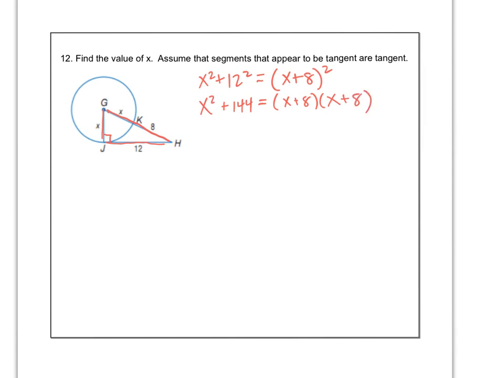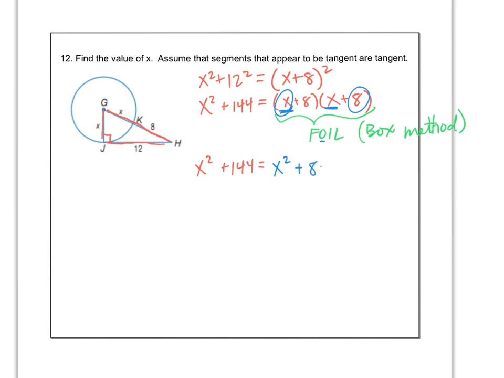So what do we really have to do here? We have to FOIL, or box method. You guys have done this a lot in algebra and a little bit in geometry. So let's see if we can remember how to do that. So I'm just going to leave this side, x squared plus 144. When I FOIL, I'm going to multiply the firsts. So the first in each parenthesis, x times x, is x squared. Then I'm going to do the O. The O means the outsides. That's going to be the x and the 8. If I multiply x and 8, I get 8x.